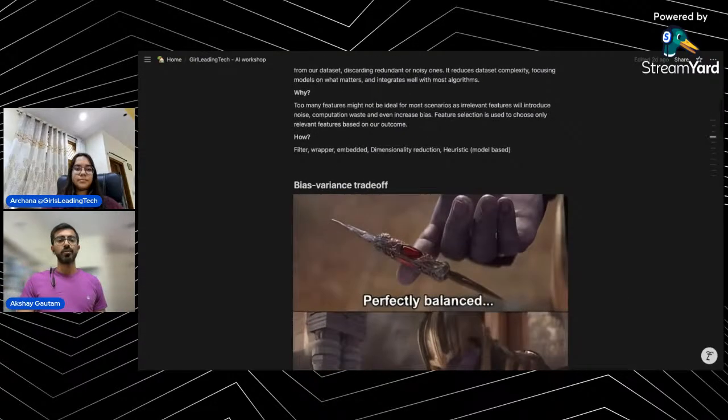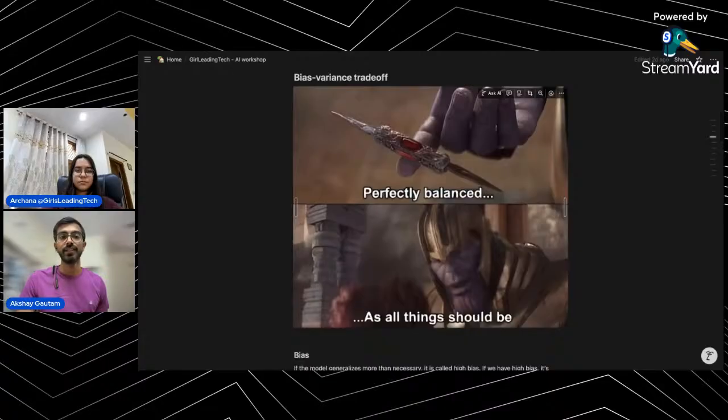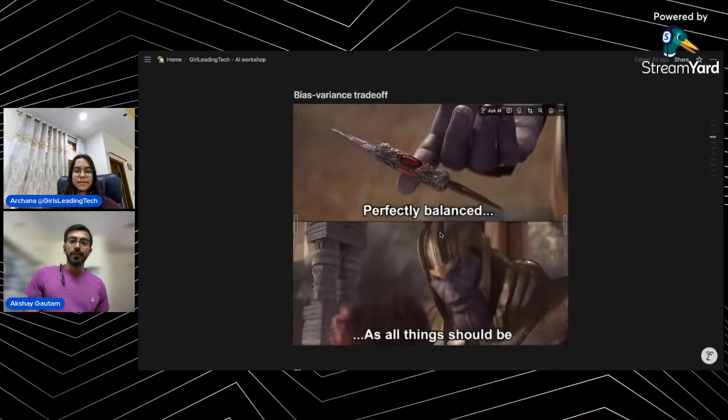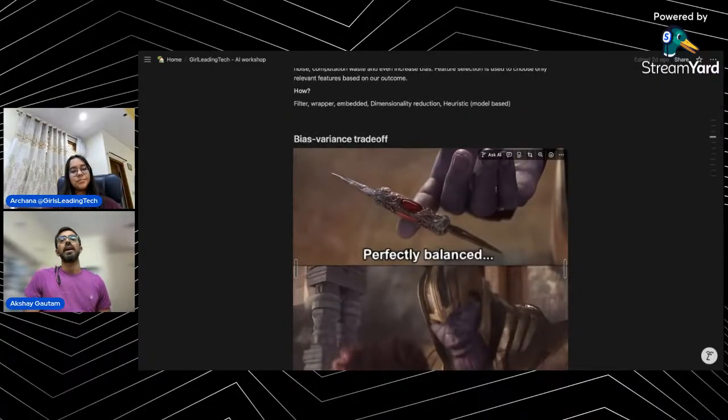So, the bias variance trade-off, right? This is the bias variance trade-off. It has to be perfectly balanced, as all things should be, right? Before I go on to explain the bias variance trade-off and how it works, is there any question till now?